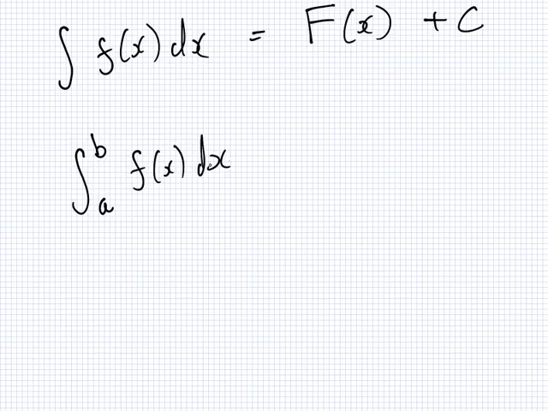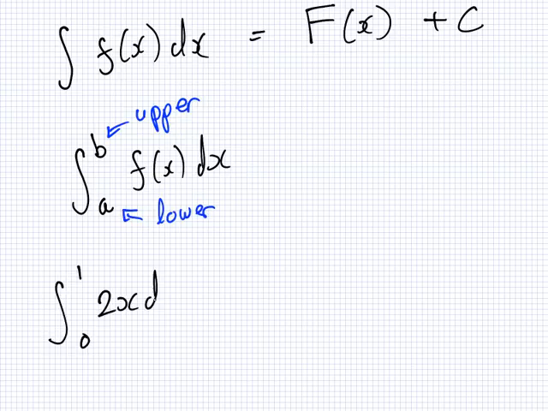And really this is nearly the same thing. Having the numbers here, it doesn't change too much. For your vocabulary, this one is called an upper limit and this one's called a lower limit. So what is the difference when you have these limits in here? Let's take an example. 0 to 1, 2x.